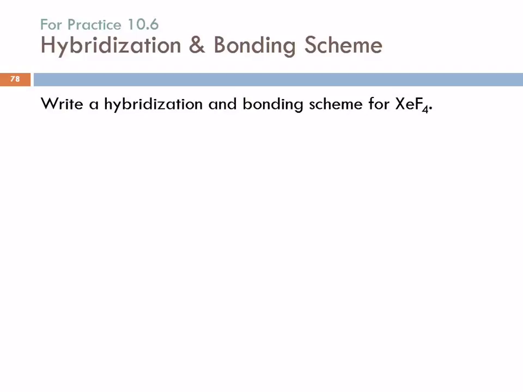So let's do XeF4. First thing is the Lewis structure. Well, we're going to connect these guys. So we've got xenon, and we've got 4 fluorines. And then we have to look at the number of valence electrons. Xenon has 8 valence electrons. We have 4 fluorines that each have 7, right? So 4 times 7 is 28, plus 8 is 36.